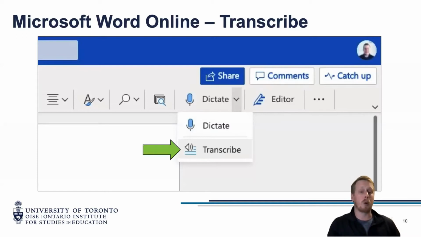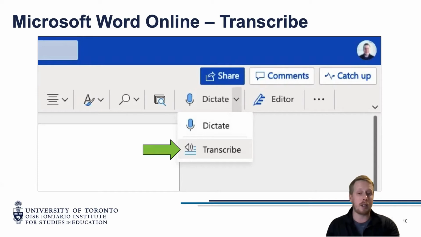Inside Microsoft Word Online, there's also a transcribe feature. This is a really useful feature if you're typing up a long email or a document and you want to use a speech-to-text type of technology. So inside the online version of Microsoft Word, meaning you have to use it inside your browser, you can easily turn on the transcribe function by clicking the down arrow beside dictate.